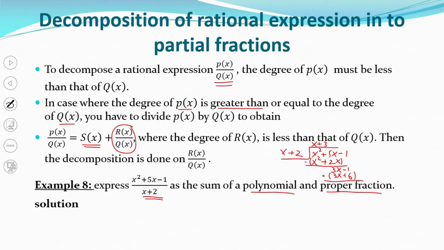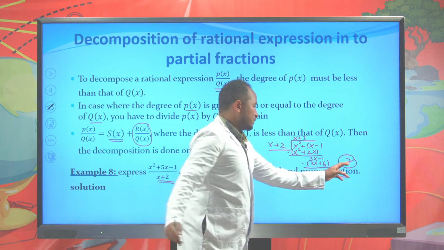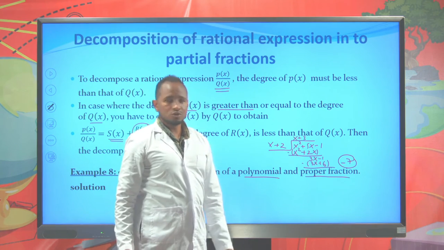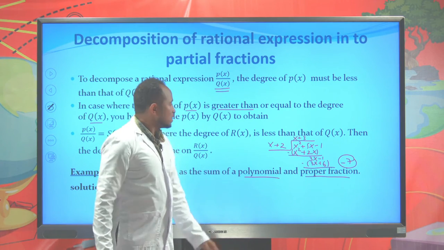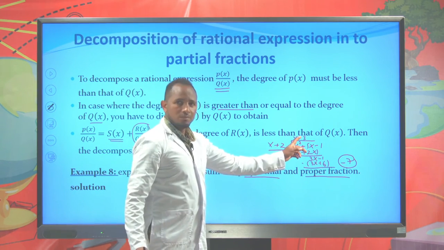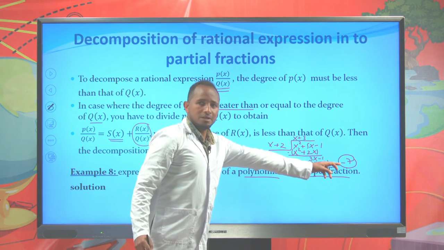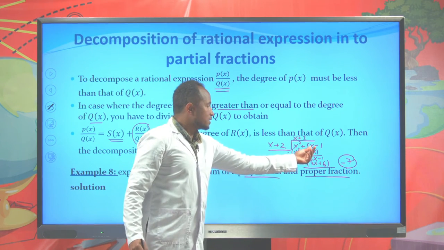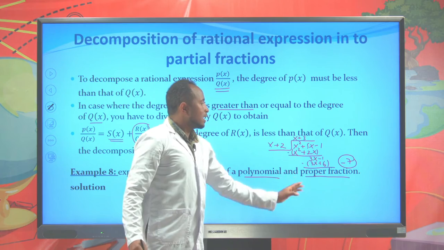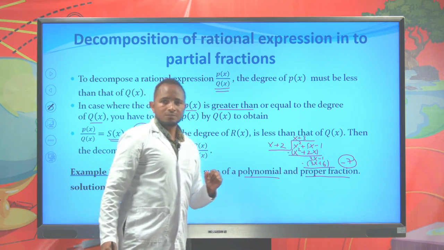When you subtract this, 3x minus x is 0, negative 1 minus 6 is minus 7. So the degree of this is less than this one, so we stop the division process. The quotient is x plus 3, and the remainder is minus 7. So I can write this expression as x plus 3 plus negative 7 over x plus 2.